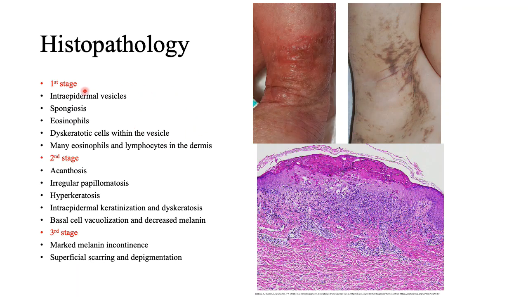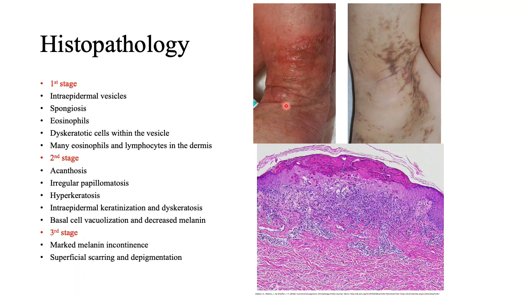The microscopy features of the first stage include spongiosis, intraepidermal vesicle formation, with vesicles filled with eosinophils and dyskeratotic cells, and dermal infiltration of many eosinophils and lymphocytes. In the second stage, the verrucous lesions show acanthosis, irregular papillomatosis, hyperkeratosis, intraepidermal keratinization and dyskeratosis, basal cell vacuolization, and decreased melanin in the basal layer. In the third stage, melanin incontinence is very prominent, with superficial scarring and depigmentation of the basal layer.